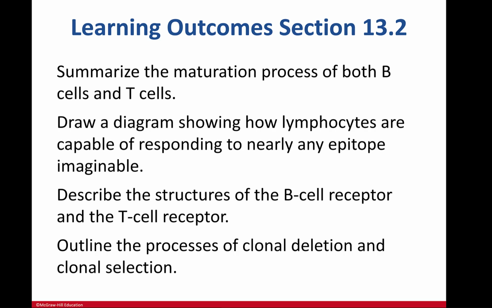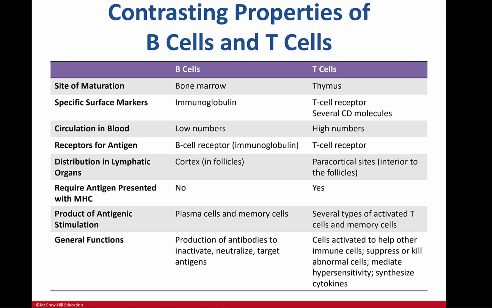Alright, so now we're going to shift gears and move into summarizing the maturation process of both B and T cells. We're going to look at how this is done, usually with a diagram or so, and then describe the structures of the B cell and T cell receptors. Then we're going to talk about clonal deletion. Okay, so contrasting the properties of B and T cells. And this makes it really easy.